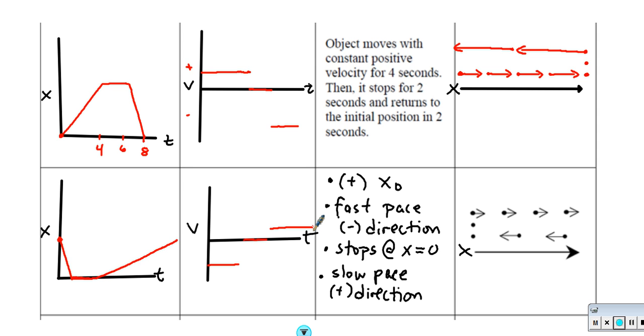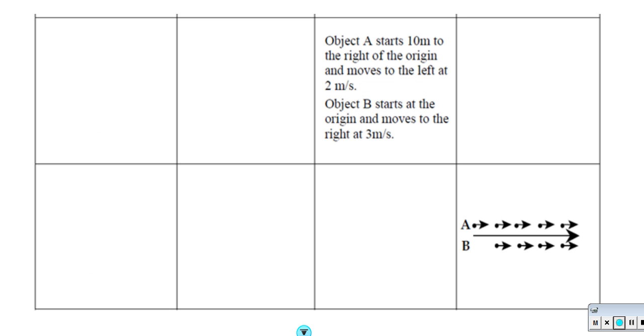The last examples we're going to actually show two objects at the same time. I'm going to say that object A will be in red and object B I'll put in blue. So we start off with a description that object A starts at 10 meters to the right of the origin and then moves to the left at 2 meters per second, and object B starts at the origin, moves to the right at 3 meters per second.